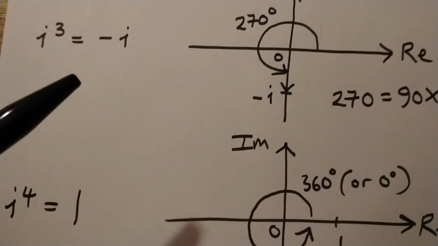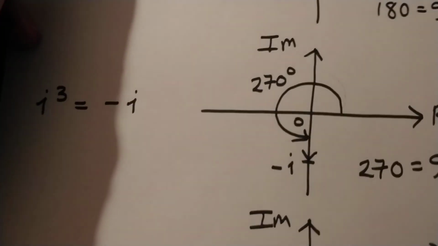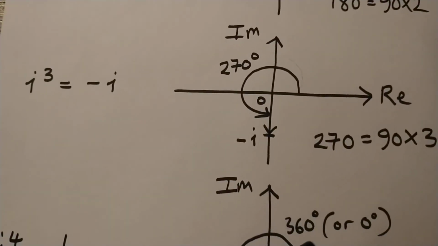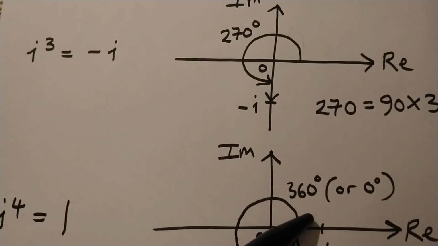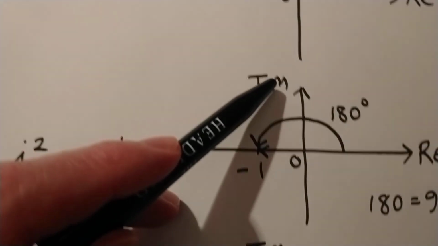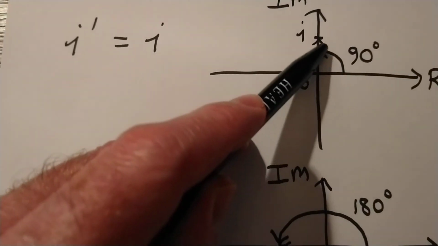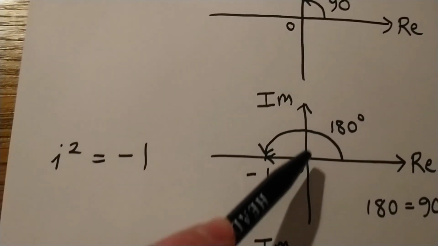So in other words, every time we raise i to a power, we end up multiplying the angle by that power. And the i vector, or the unit vector, I should say, simply rotates around the origin in an anti-clockwise direction.